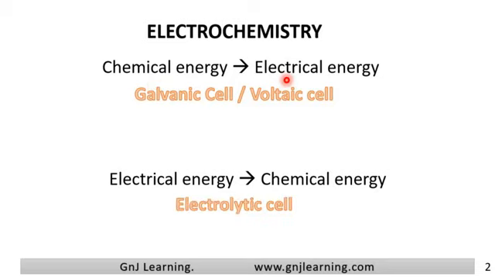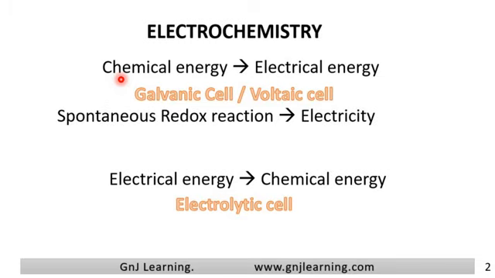On the other hand, a device that converts electrical energy into chemical energy is termed an electrolytic cell. So we have two types of cell doing exactly the opposite process. For a galvanic cell, from where is it getting this chemical energy to generate electricity? It is getting the energy from a spontaneous redox reaction. Using a spontaneous redox reaction, it is generating electricity or electrical energy.